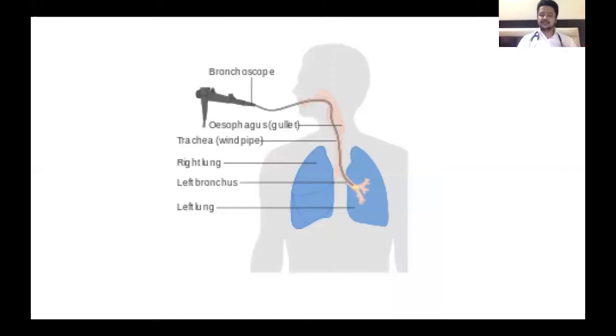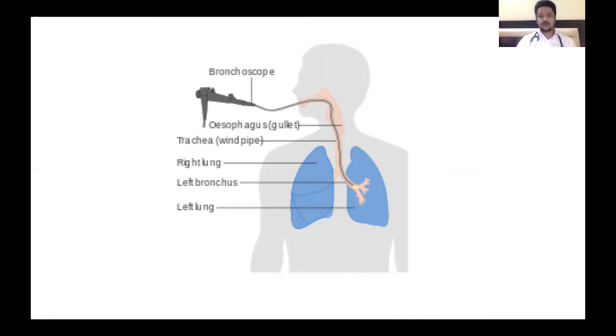So with the CT, we can easily and precisely have an idea where the lesion is, in which lobe and in which subsegment. On the X-ray, we can have an idea in which lobe, and sometimes a rough idea of the subsegment also.